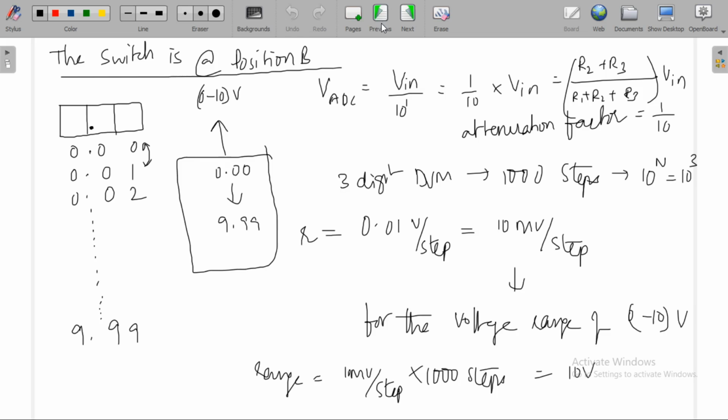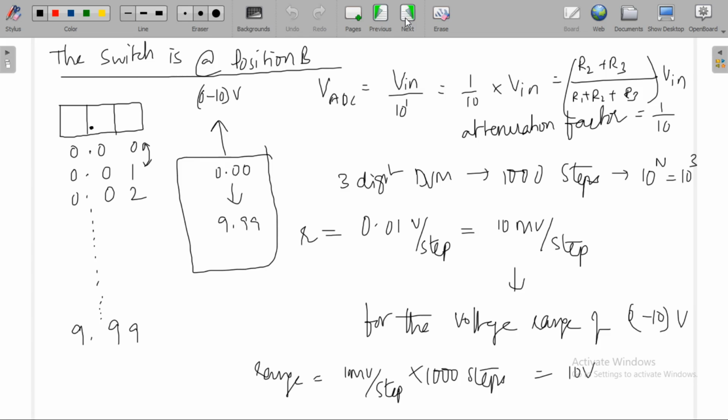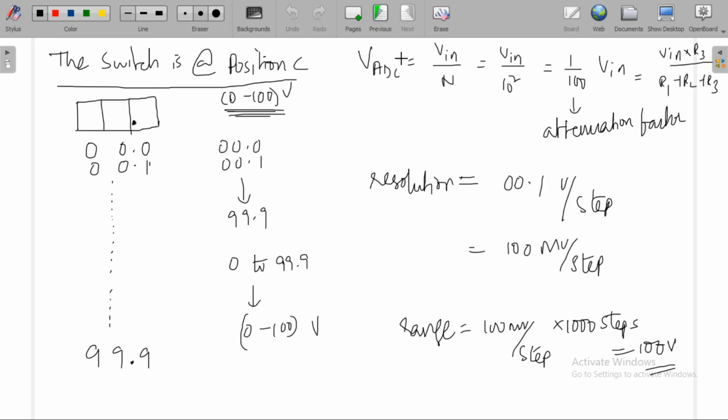For the range of 0 to 1 volts, the resolution is 1 millivolt per step. For the range of 0 to 10 volts, the resolution is 10 millivolts per step. The resolution for the selected range is 100 millivolts per step.